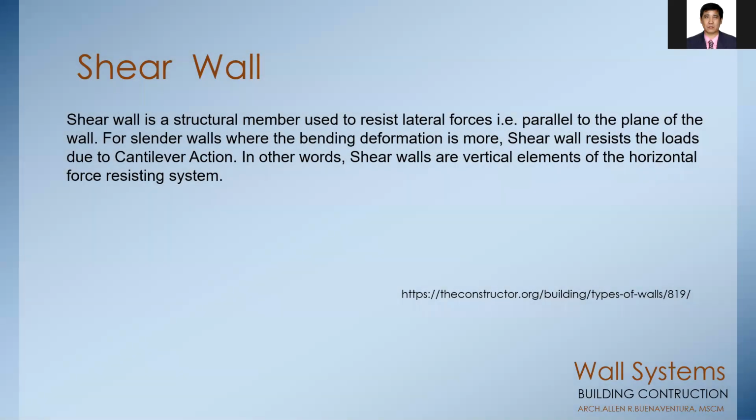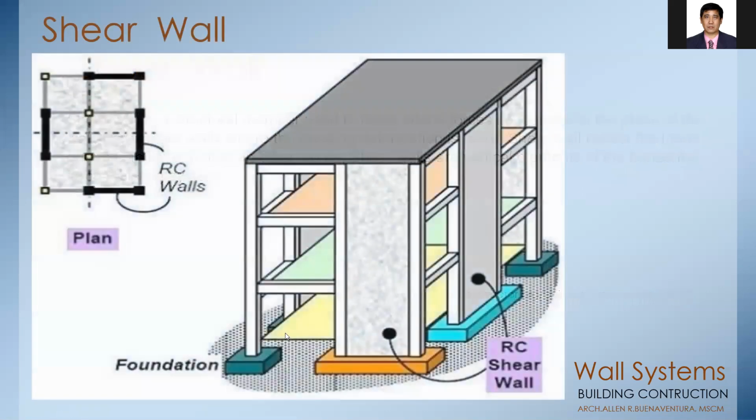Now we have the shear wall. A shear wall is a structural member used to resist lateral forces parallel to the plane of the wall. For slender walls where the bending deformation is more, the shear wall resists the loads due to cantilever action. In other words, shear walls are vertical elements of the horizontal force resisting system. As you can see in the illustration, the shear walls are located at the middle and the end of the building to address the cantilever action or the overturning of the building.